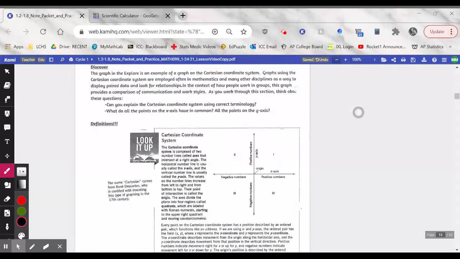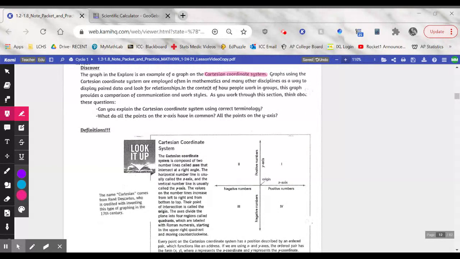So what we're going to be using is called a Cartesian coordinate system, and that's where you have a horizontal and a vertical axis. So graphs using the Cartesian coordinate system are employed often in math and many other disciplines as a way to display paired data and look for relationships. So we're going to be able to answer these questions by the end.